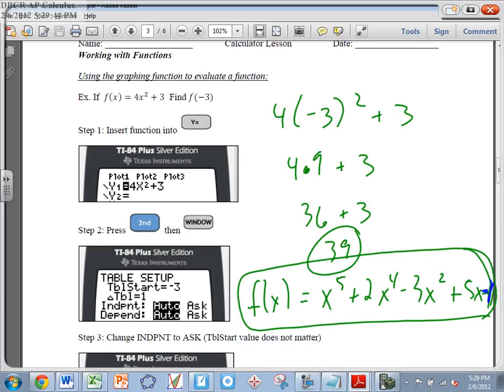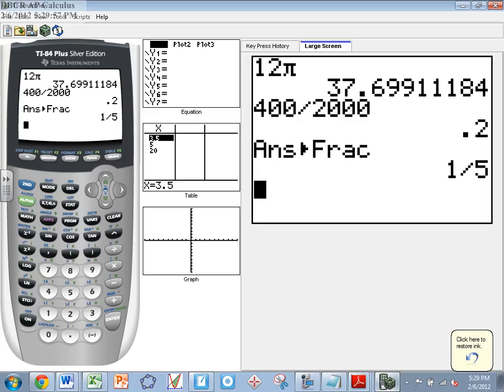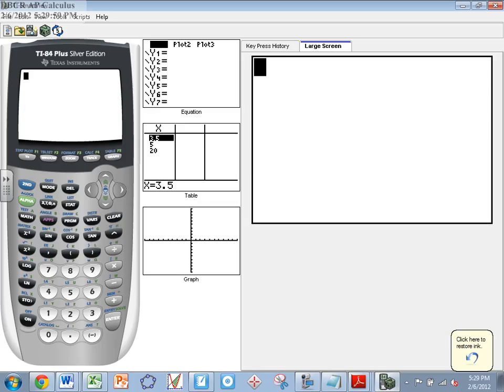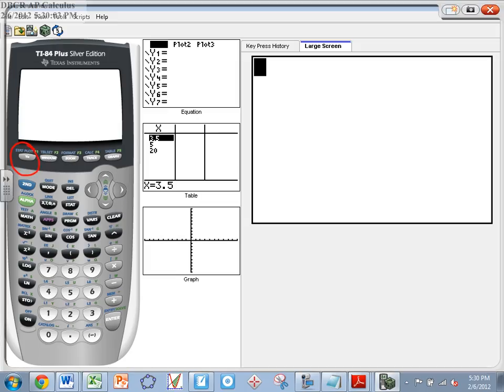So, for simplicity, we're going to use this example here and figure out f of negative 3. So let's go ahead and do that. Again, it's 4x squared plus 3. I go over to my calculator. I clear out my table. It doesn't matter. I don't have to actually clear it. I go to y equals. Where is y equals? Well, that's up here. So I'm simply going to press that button once.